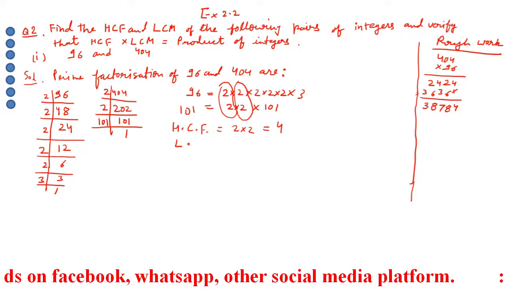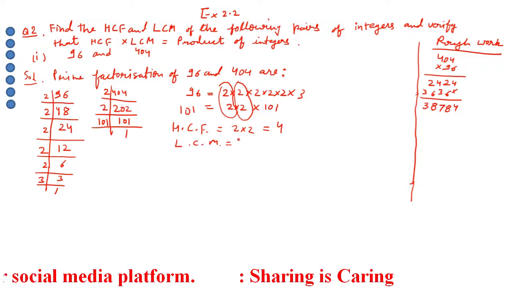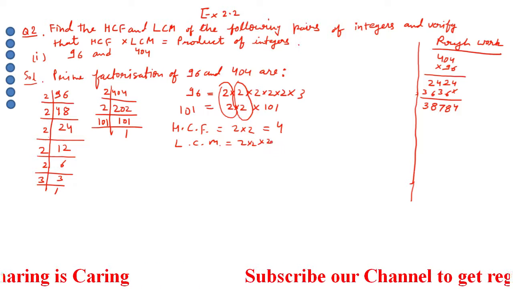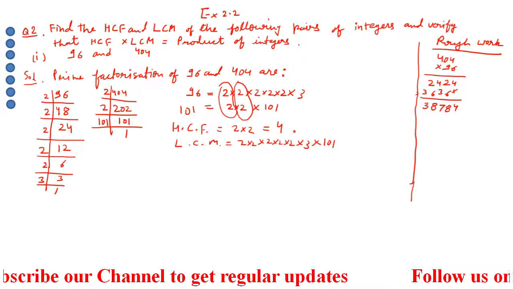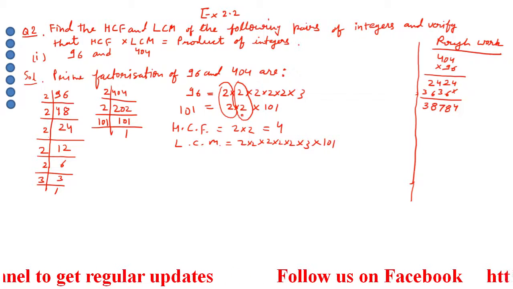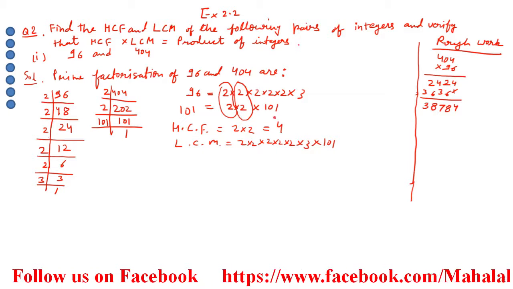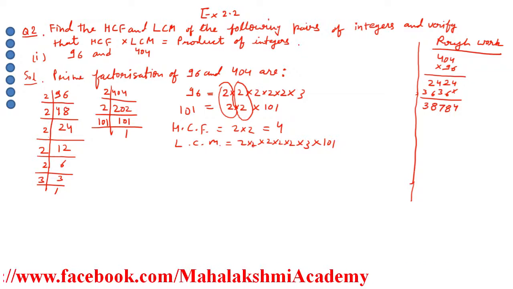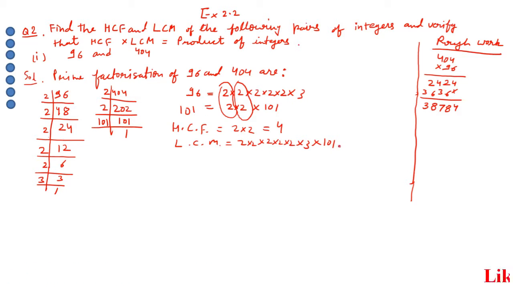Now for LCM, the process is from these two pairs only one number will come out and all the remaining numbers will attach here. That's why 2 into 2 into 2 into 3 into 101. What I said here is, for HCF only the numbers from the common pairs come out, and the remaining numbers which are not common are not attached here. But in LCM, from the common pair only one number comes out and all the remaining numbers which are not in a pair will attach here at the back.